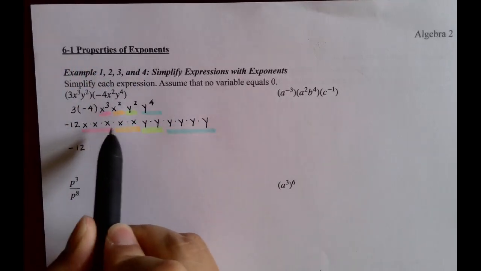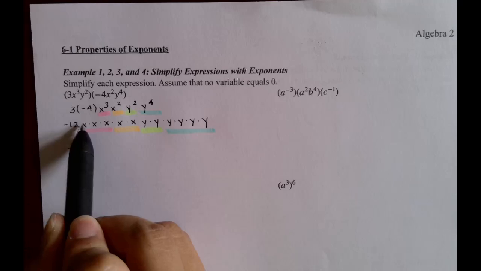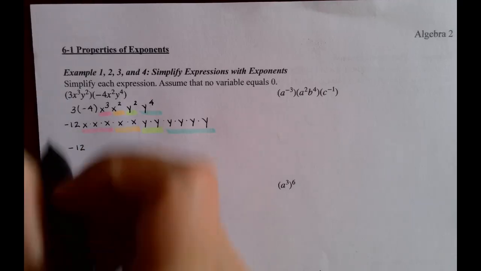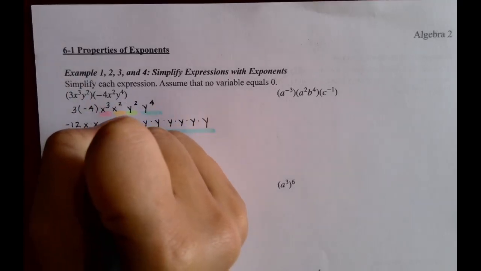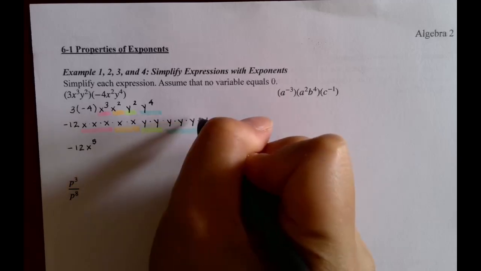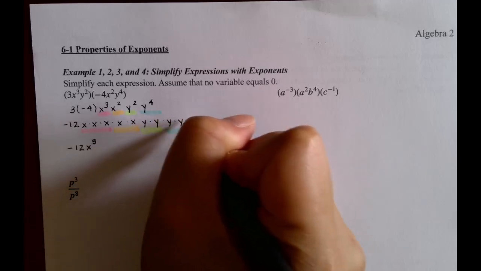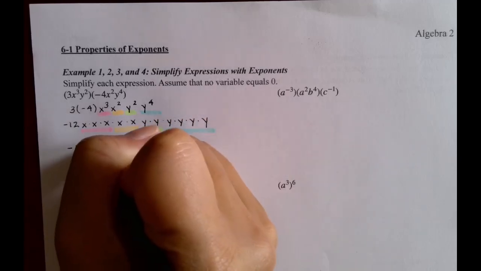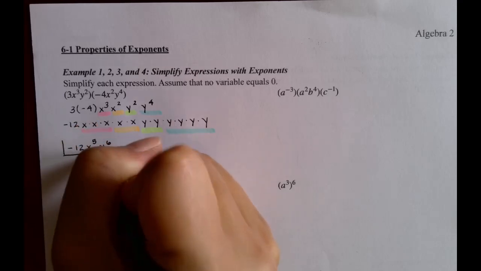So this, how many x's are being multiplied together? X times x times x times x times x. There's 5 of them, so that is x to the fifth. Here, how many y's are being multiplied together? 1, 2, 3, 4, 5, 6. That's y to the sixth. Okay? And so there you go.